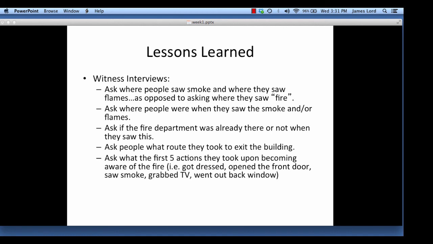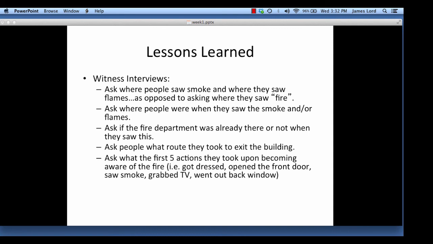Also, where were the people when they saw the smoke and the flames? Maybe they were in their apartment, but maybe they were at the 7-Eleven across the street because they'd already evacuated. Asking if the fire department was already there or not when they saw this helps us to establish a timeline for their statement. Asking them what route they took to get out of the building helped to figure out was there something going on that prevented them from taking their normal exit route.